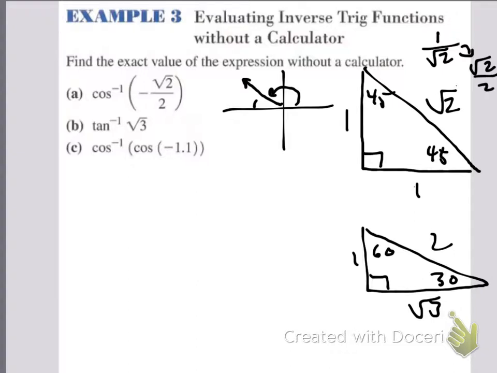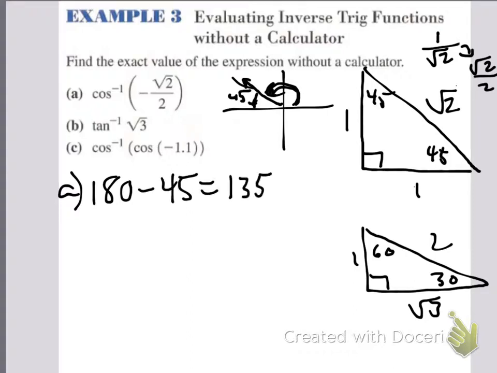All right? Because the cosine's negative, we're in the second quadrant. Okay? So that's 45 degrees. So the reference angle would be 45 degrees. But that's not what they're looking for. Okay? They want to know what this angle is. So for part A, we would just do 180 minus 45. So it's 135 degrees, which could also be written as 3 pi over 4.